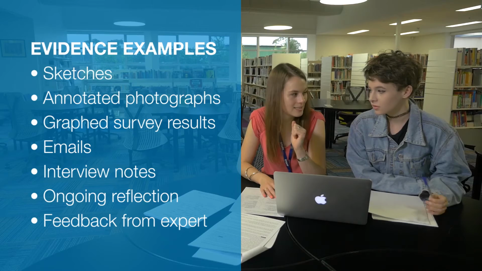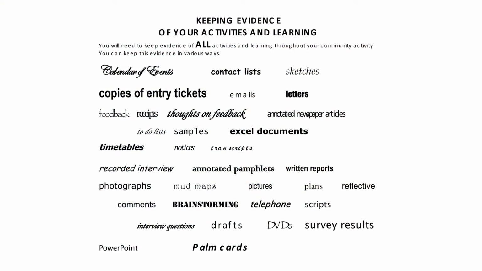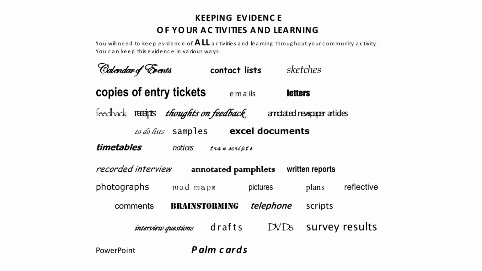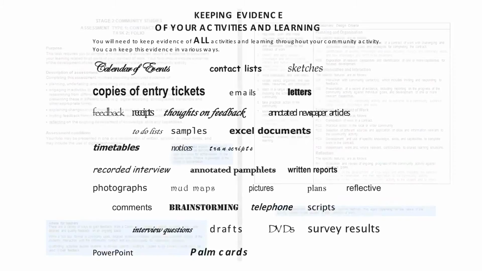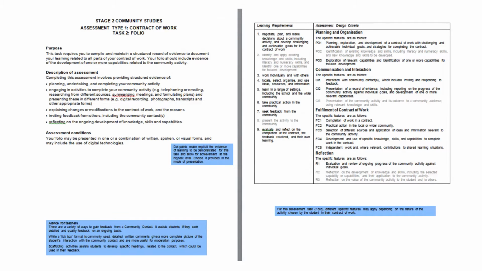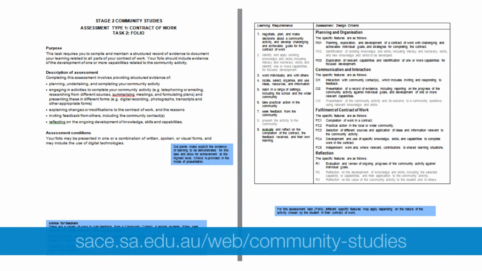The list is endless. You can support students by providing them with ideas like the ones on the screen, so students are familiar with the range of evidence they can provide. A task sheet with clear and explicit instructions about developing and maintaining the folio is also available on the Community Studies mini site. The folio will contain all feedback from the community, as well as ongoing reflection from the student on the progress of their activity and their learning.